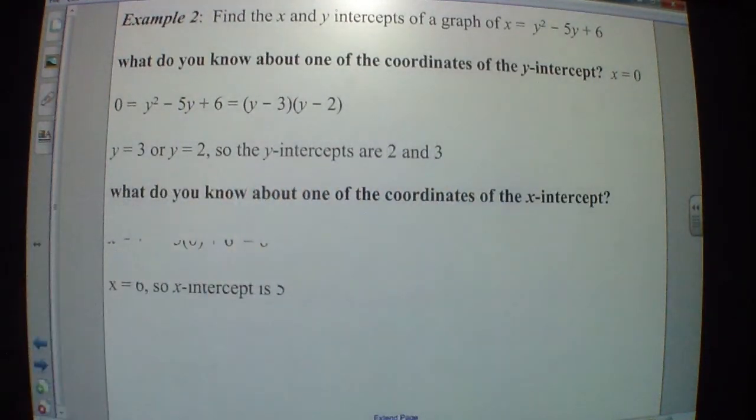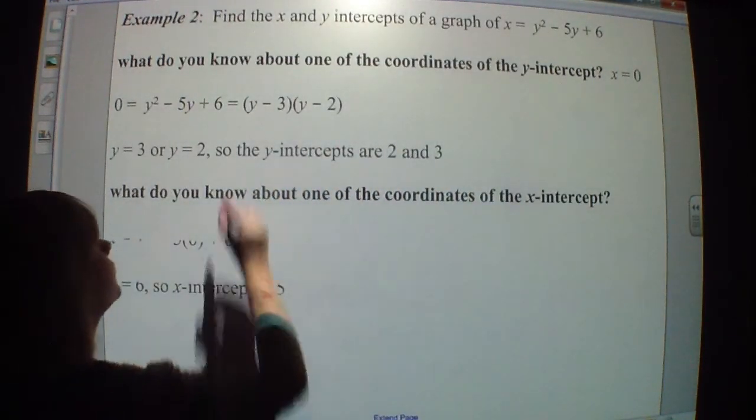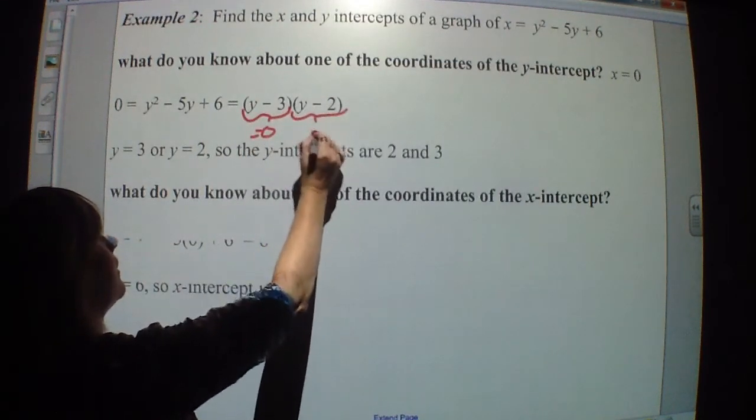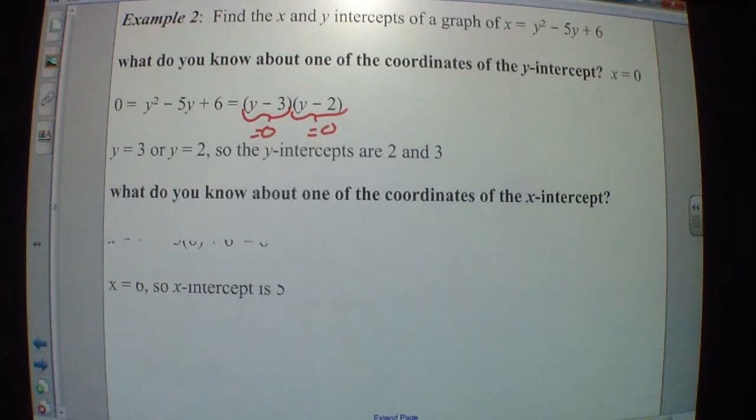So the y-intercepts are 2 and 3. What you're doing is setting that equal to 0 and solving, that equal to 0 and solving. So those are your y-intercepts.